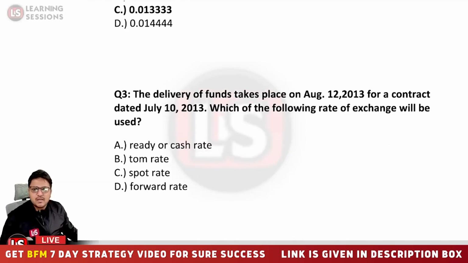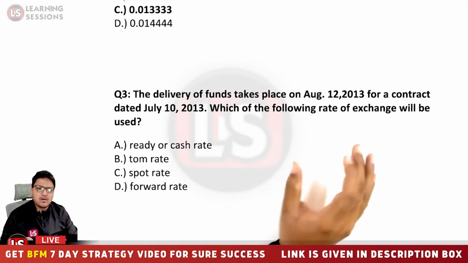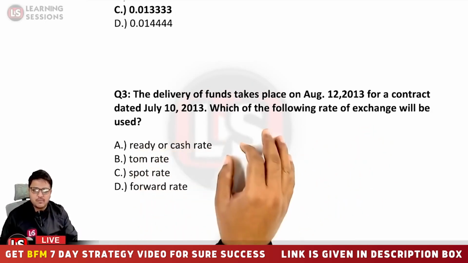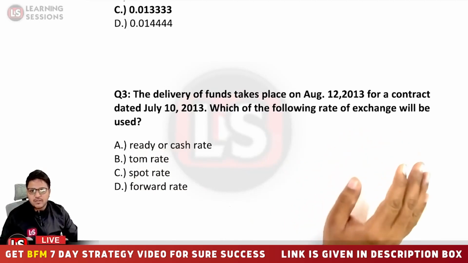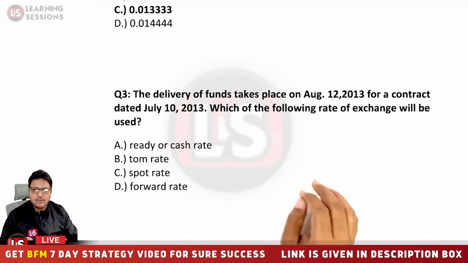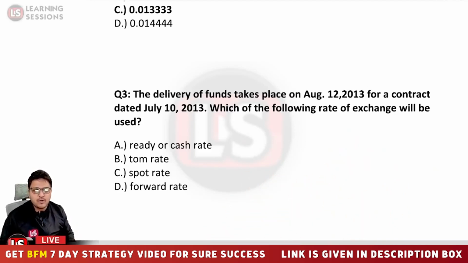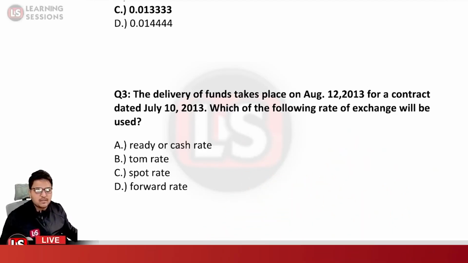It says, the delivery of funds takes place on August 12, 2013 for the contract dated July 10, 2013. Which of the following rate of exchange will be used? Ready or cash rate, term rate, spot rate, or forward rate? Which one would be the right answer?